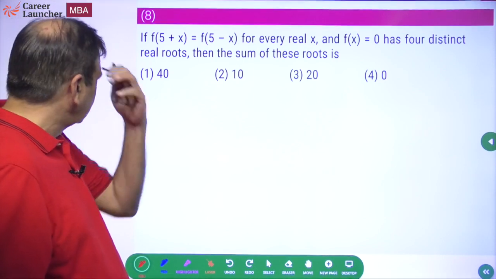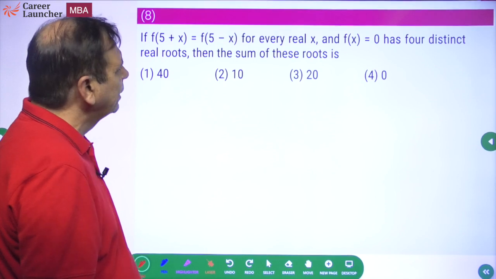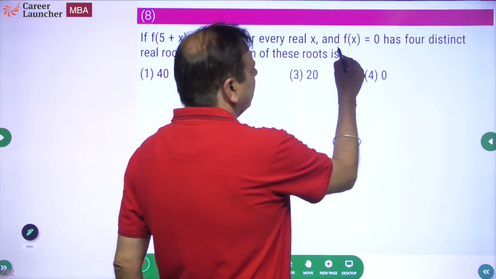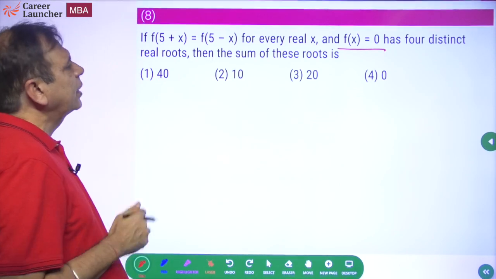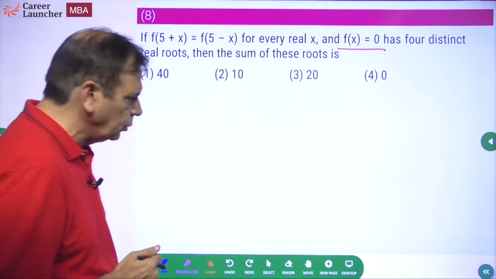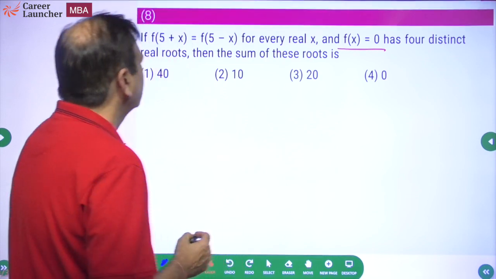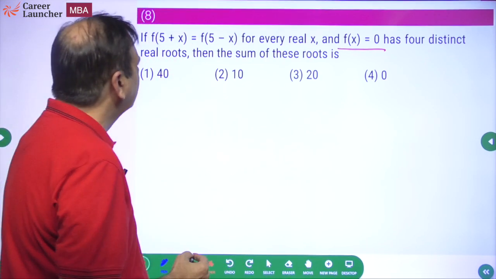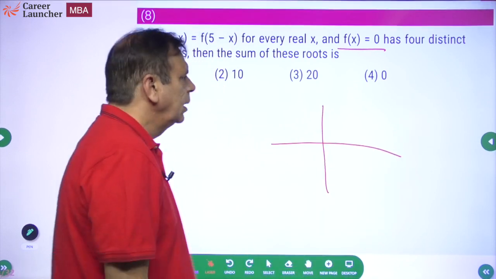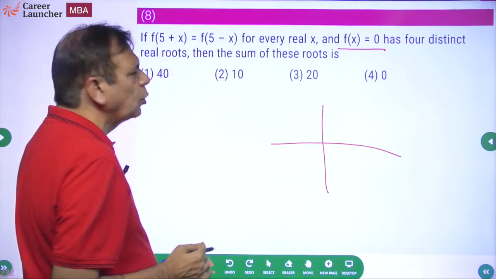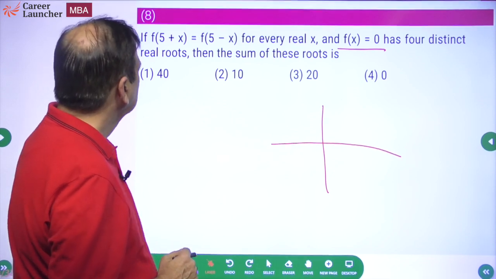If f of a plus x equals f of a minus x for every real x, and f of x equals 0 has 4 distinct real roots, then what is the sum of these roots? ये चीज़ हमें कम ही समझ आती हैं, but देखते हैं क्या करना है. 4 distinct real roots. If f of a plus x is equal to f of a minus x for every x, क्या मतलब हुआ? Supposing x को मैं 0 ले लेता हूँ.